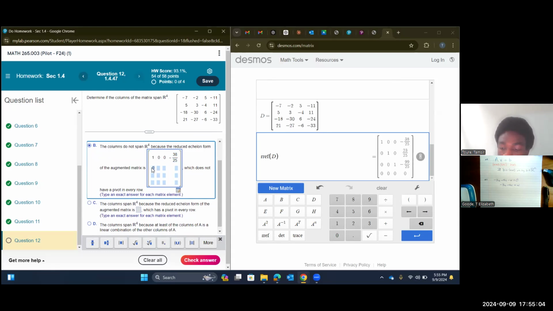I don't see why it wouldn't be right. I'll double check your entries while you're working. It looks right to me. The entries are correct. There's no reason why that wouldn't be right.